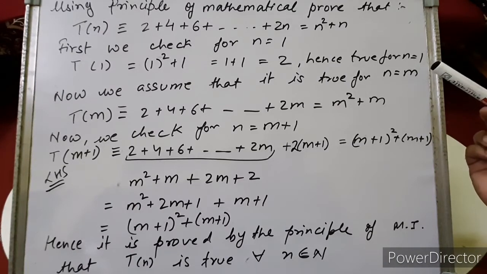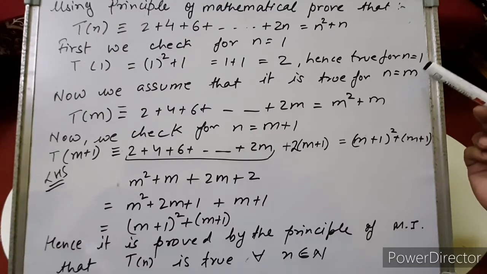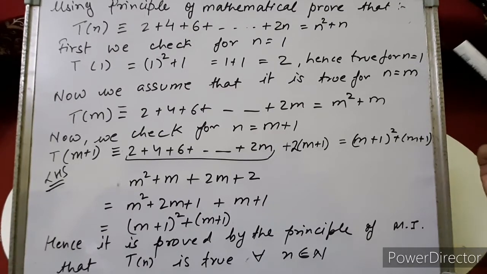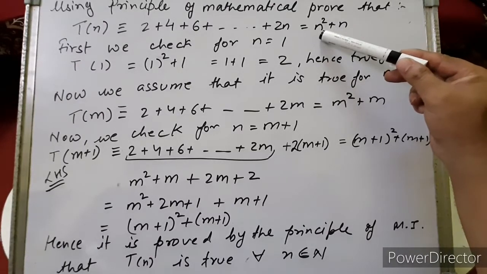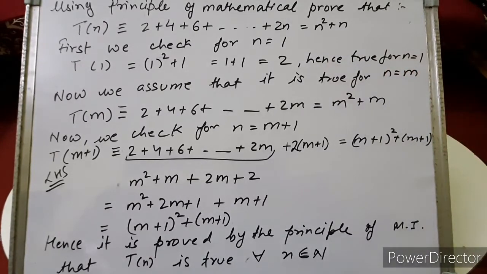Right. Now we can also check n equals 2, n equals 3 also, children. I don't have space for all that calculation, so I'm checking for 1 only. For 2 it will be correct. If you put 2 here, it will become 2 square plus 2, right? It will be true for n equals 2 as well.